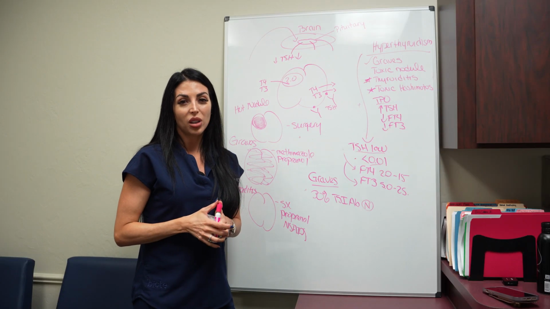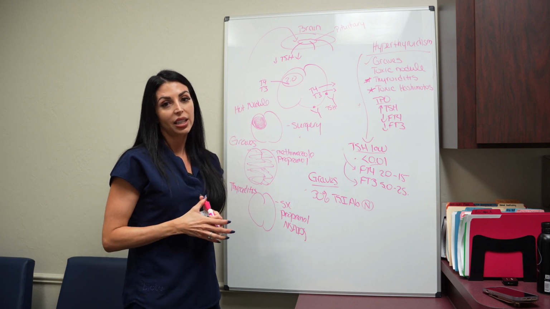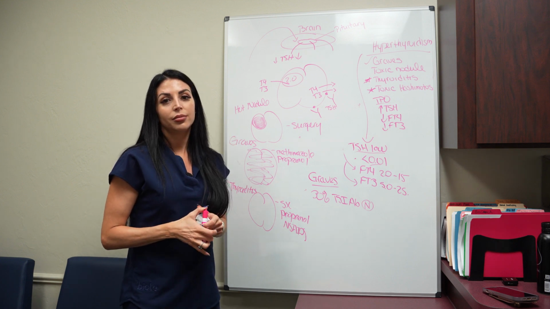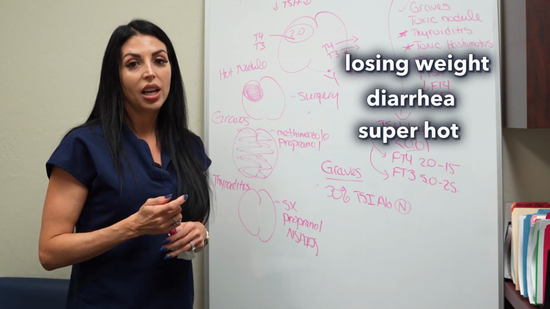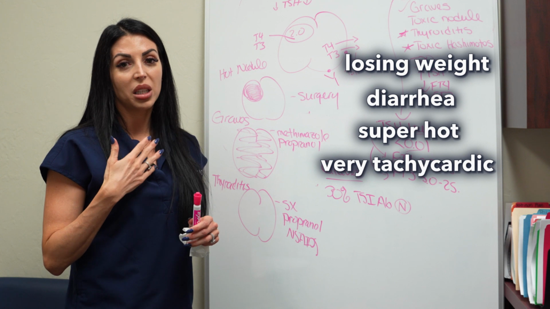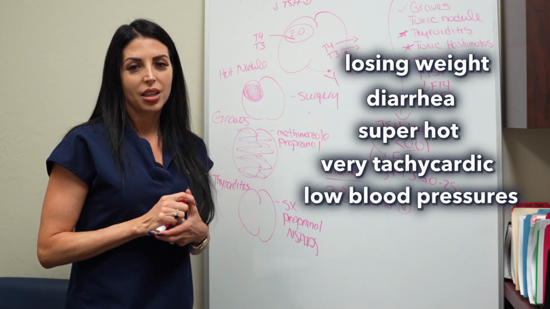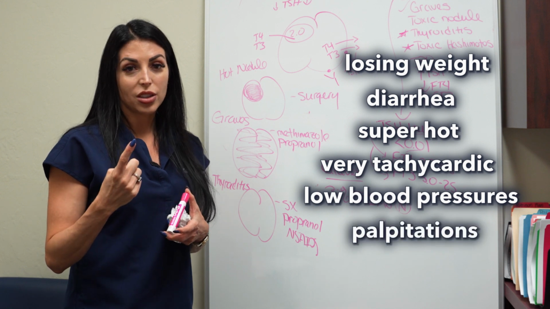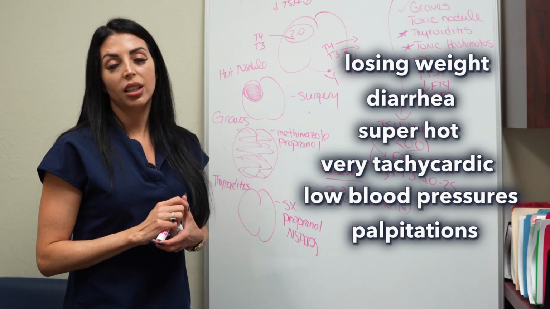Again, a lot of it is blood tests that we're looking at to help us determine it, but then some people need radioactive iodine. The symptoms of hyperthyroidism: you're losing weight without trying, diarrhea, super hot, very tachycardic, feel like your heart is beating really fast. You can have low blood pressures. Most of the people that present with hyperthyroidism have palpitations, meaning their heart's beating really fast. Sometimes they have syncope or they pass out. Oh, and unexplained weight loss.